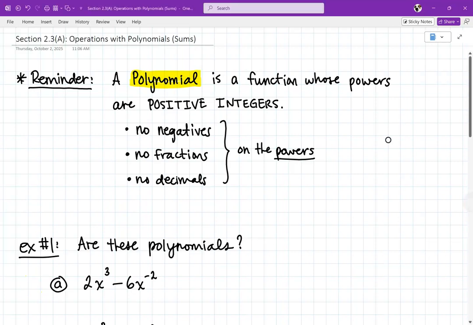Okay, so we're starting section 2.3 part A. There's going to be a part B. That'll be the backside of the homework. You'll have the homework, both A and B, in your possession by the end of the period.